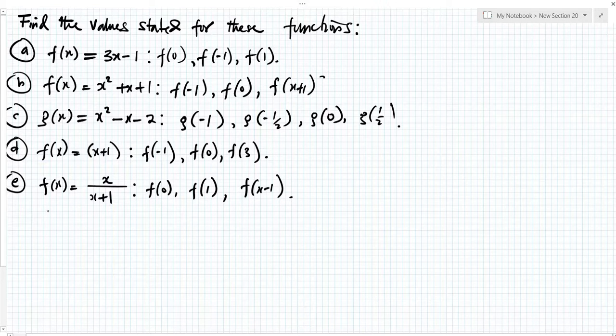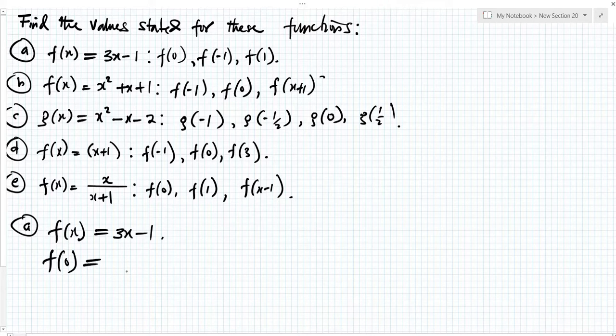Find the value stated for these functions. So for a, you have f of x equal to 3x minus 1. Now for f of 0, wherever you see x, you replace it with 0. So we have here 3 into 0 minus 1. So this will be minus 1 because 3 times 0 is 0.